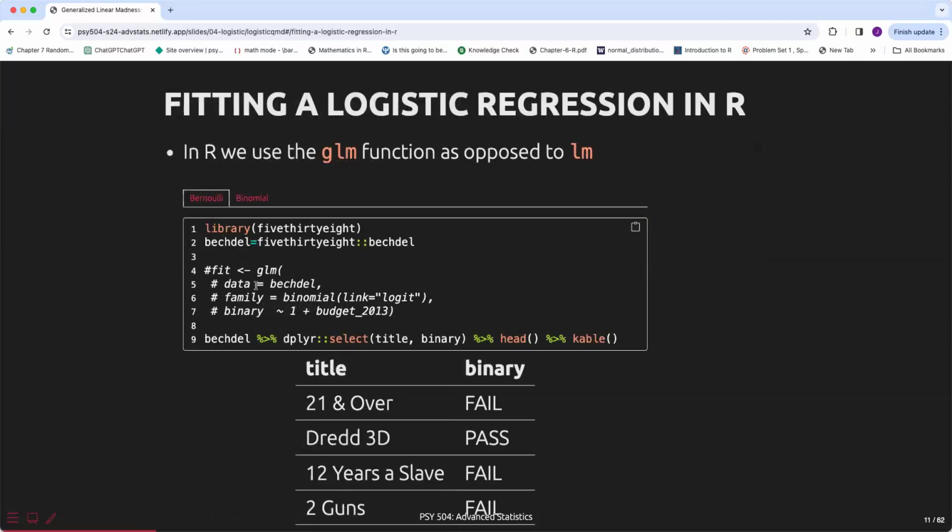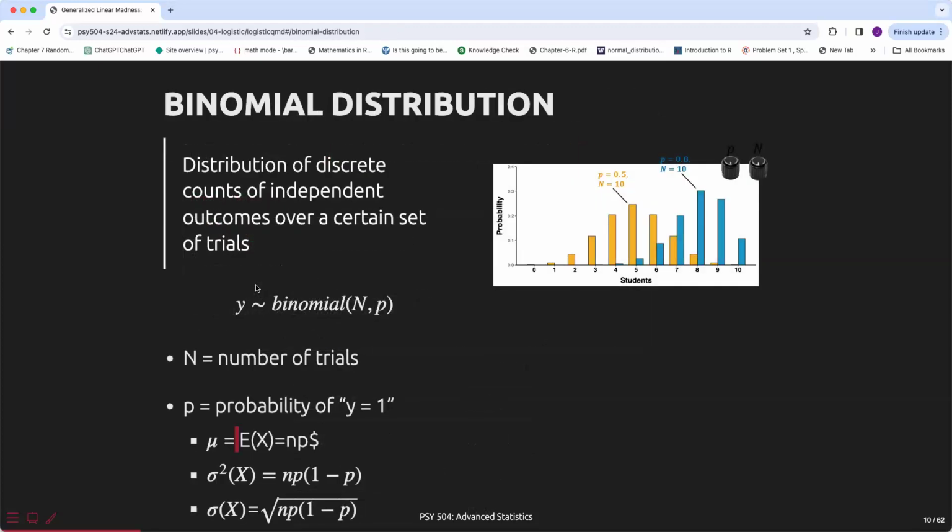Sorry, in the mean equation, what is the dollar sign? Oh, sorry. There was an issue with the formatting. So no, there's no dollar sign. It's just n times p.